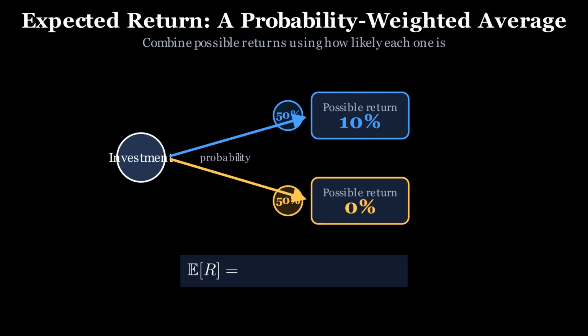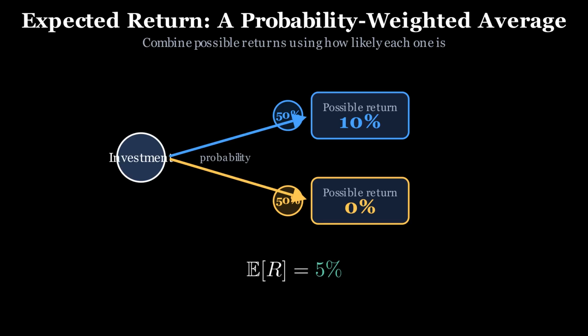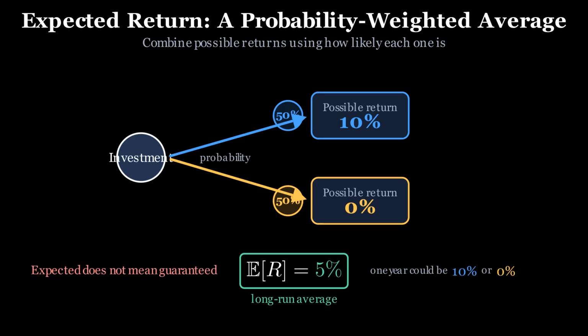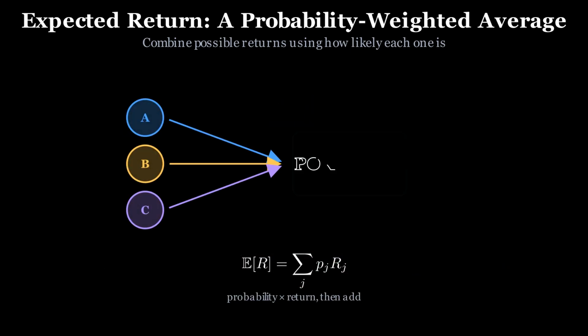For example, suppose an investment has a 50% chance of returning 10% and a 50% chance of returning 0. Its expected return is 0.5 times 10% plus 0.5 times 0%. That equals 5%. 5% is a probability-weighted average, not a guaranteed return. We'll now apply the same idea to an entire portfolio.